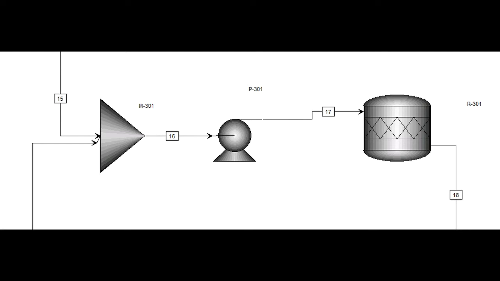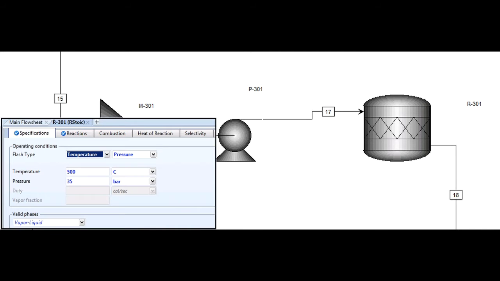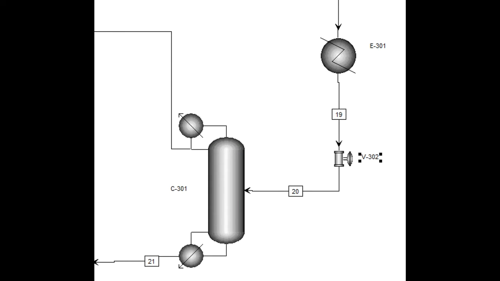After going through M301, the pump P301 increases the pressure to 35 bars before entering the cracking unit, operating at 500 degrees C and 35 bars of pressure with a fractional conversion of 50% for EDC to form VCM. In the separation system, the operating pressure of each column is based on the hot and cold utilities available, hence the valves and compressors are used to get the inlet streams to that value of pressure.